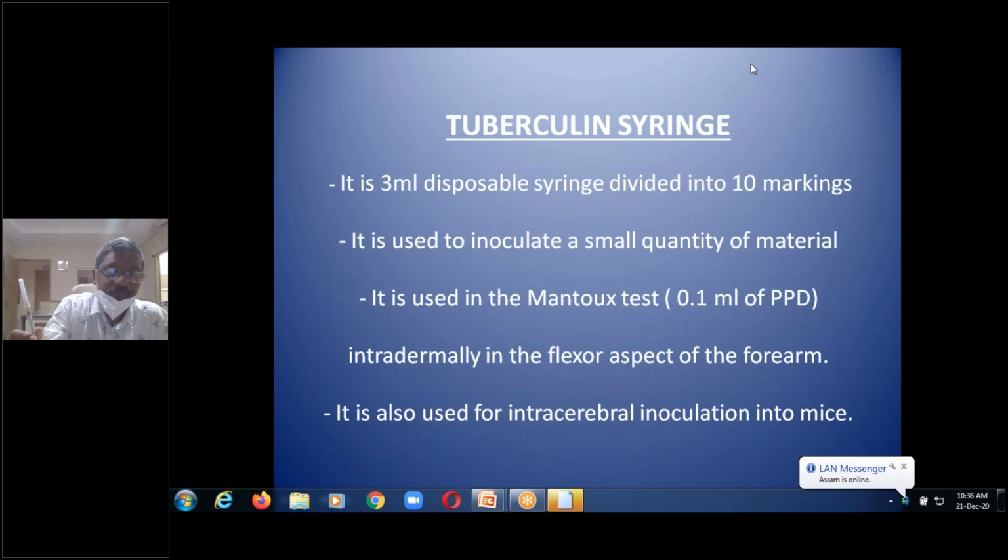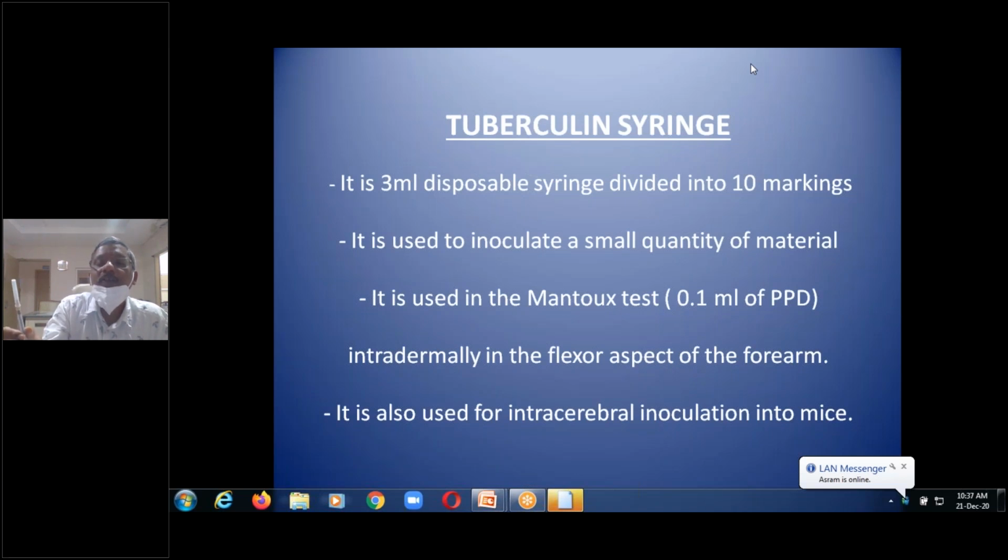This test is used to know the individual's hypersensitivity, whether the individual is sensitized or not against the tubercle bacilli. It is a simple test, injecting intradermally on the flexor aspect of the forearm, and we have to read the result after 48 hours.